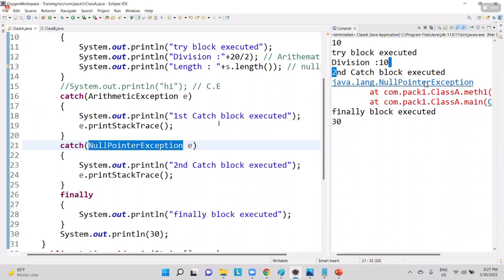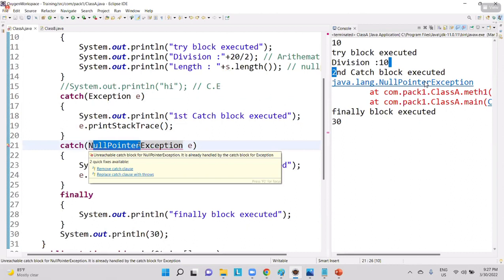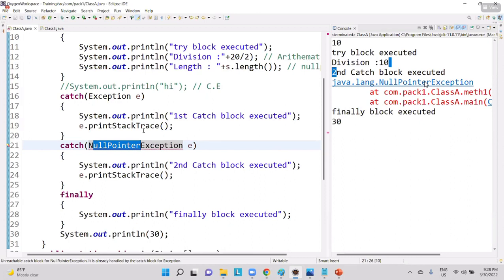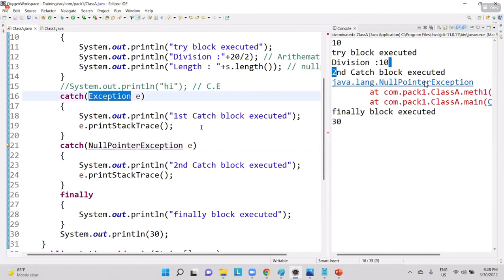Now, tell me one thing, guys. If we are writing exception here, why are we getting an error at line number 21? Because, guys, this null pointer exception is also handled by this exception here. Exception is the super class for all the exceptions. Yes or no? Exception is the super class for all the exceptions.